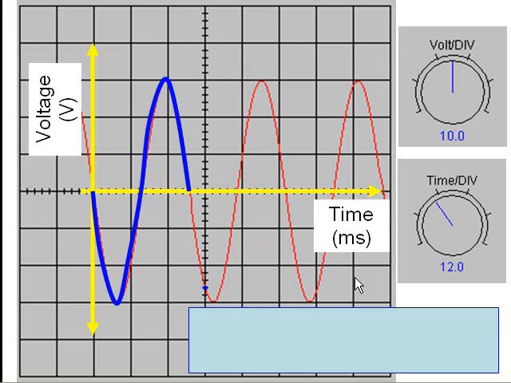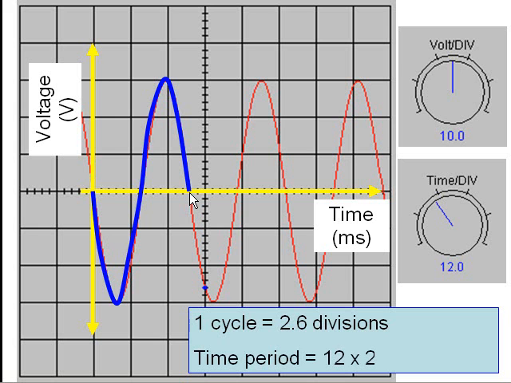Here we can see that one cycle is 2.6 divisions. 1, 2, 2.2, 2.4, 2.6. Therefore, the time for one cycle is 12, because each division is worth 12 milliseconds, times 2.6. So the time period is 31.2 milliseconds.